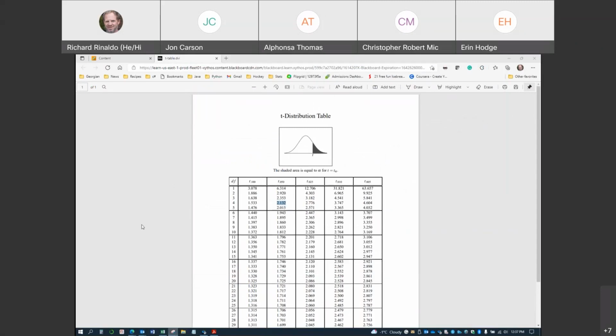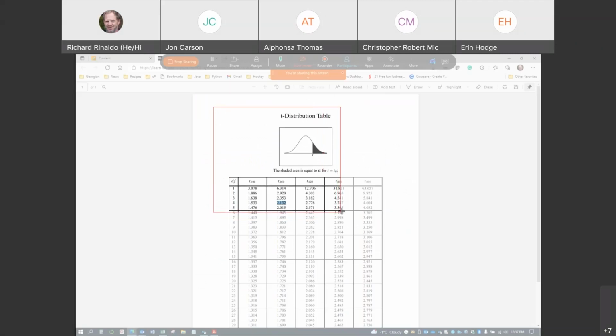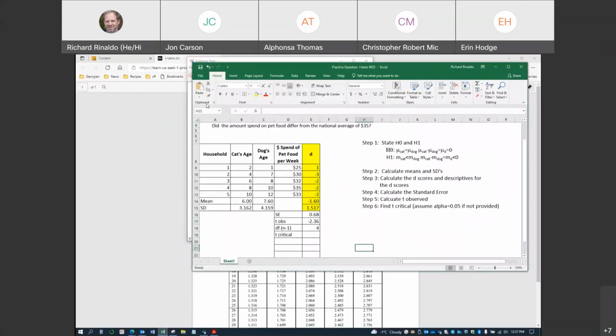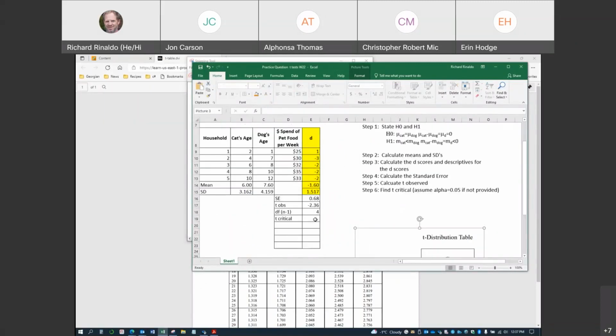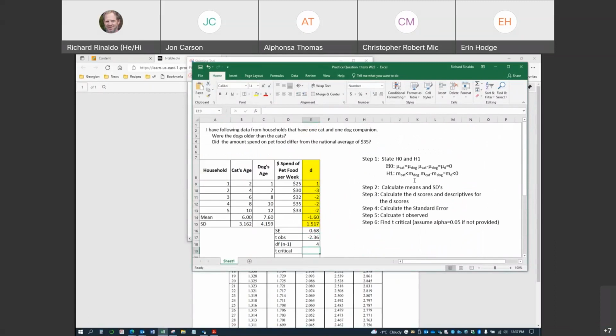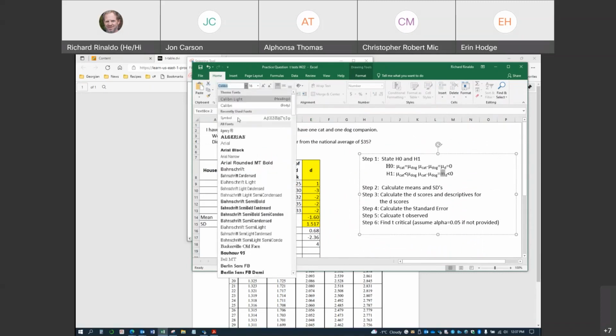Where'd it go? Oh, sorry. So just for the solution, I'm going to throw that in there. Sometimes Excel can be such a pain.